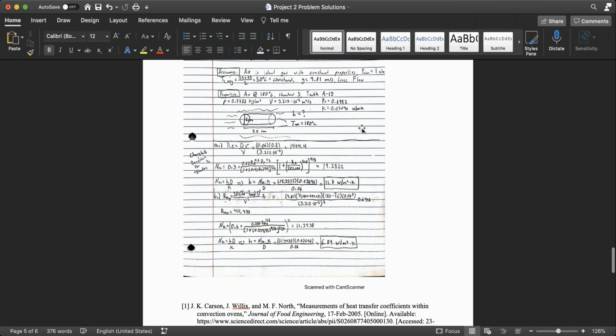So if we were to use this in the previous problem, we should know that it's now going to take our chicken much longer to cook. We'll get a much larger value for time because there's less heat transfer going on here. The heat transfer coefficient has gone down.